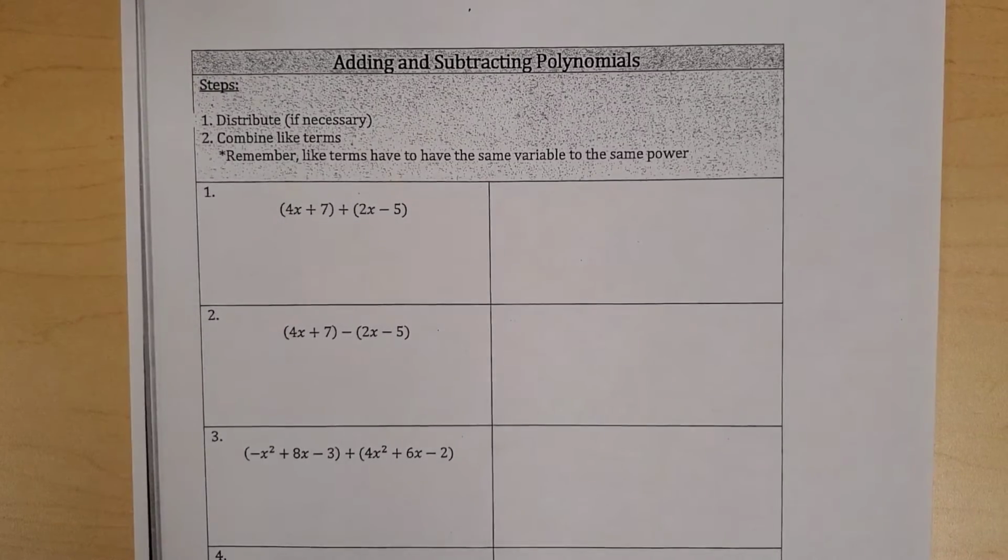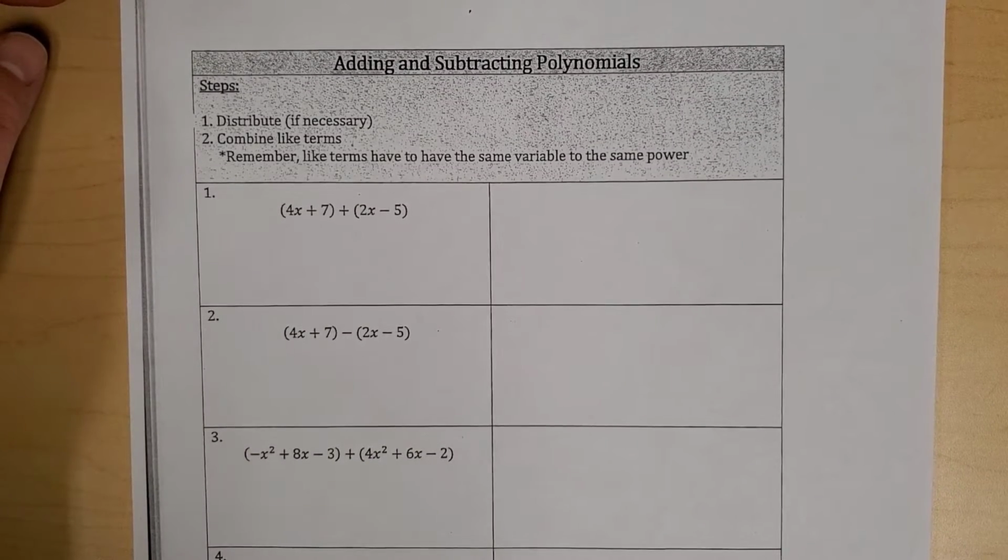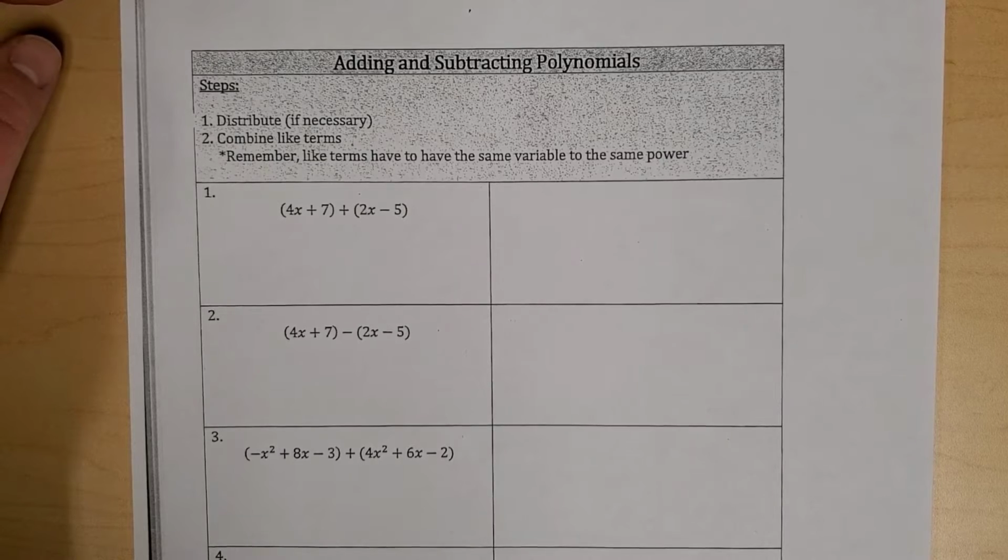Hey guys, in this video I am going to teach you how to add and subtract polynomials. So up at the top of page 76 you see two steps. It says step 1, distribute if necessary, and then step 2, combine like terms. Now remember, like terms have to have the same variable to the same power. That's very important to remember. So let's take a look.